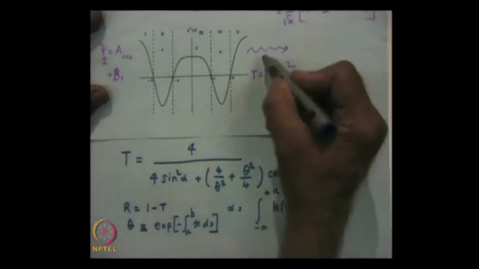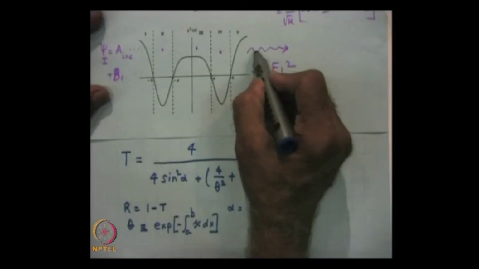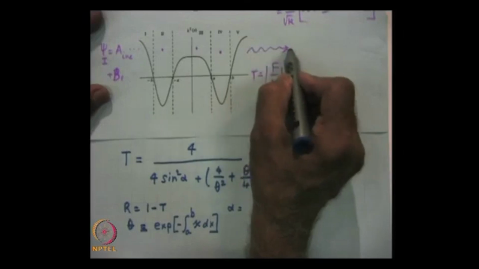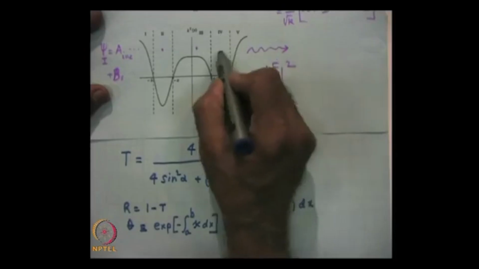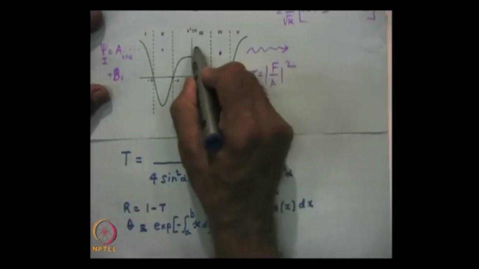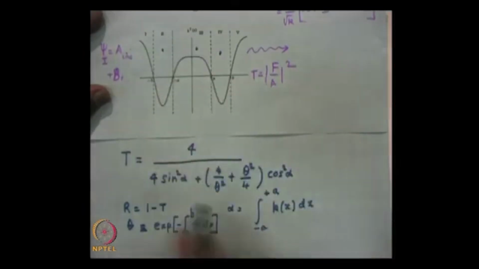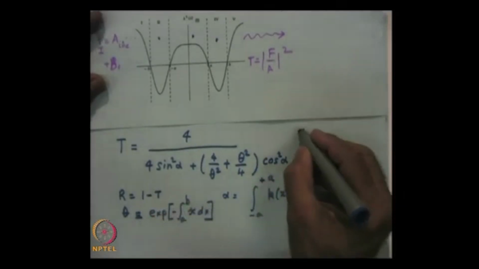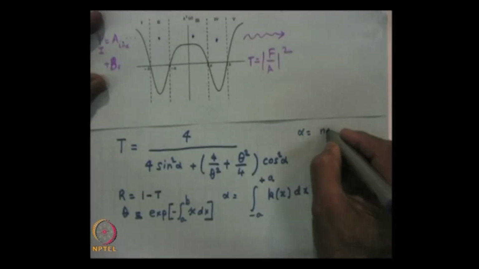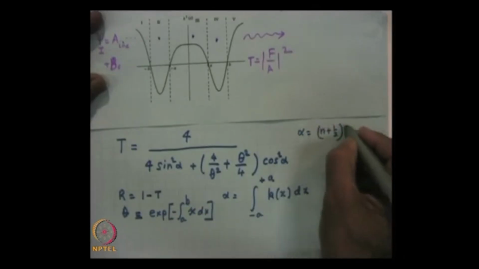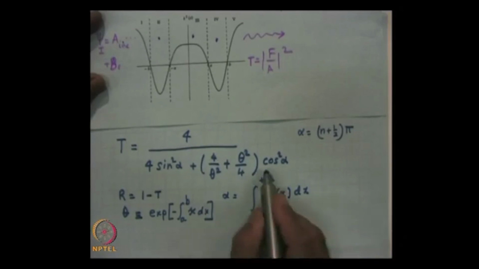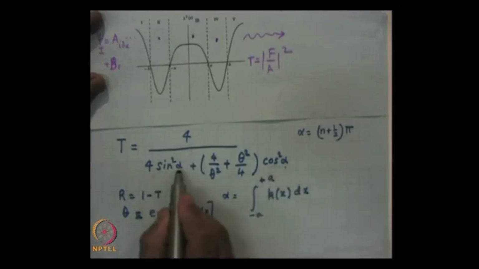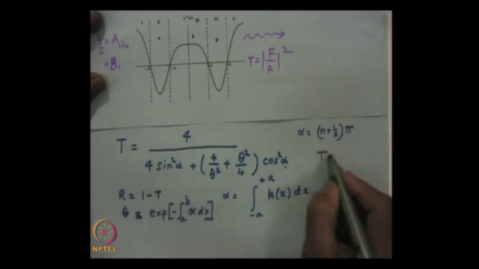As I mentioned to you, you first start with an outgoing plane wave here, then you hop to this region, then you hop to this region, then you hop to this region, then you hop to this region, and in each hopping you use the JWKB connection formulae. The remarkable feature of this simple formula is that when alpha is equal to n plus half pi, then cos square alpha is 0, sin square alpha is 1. So, t is equal to 1.